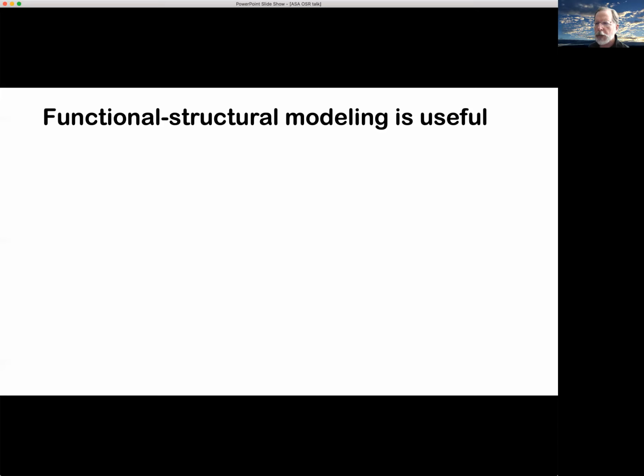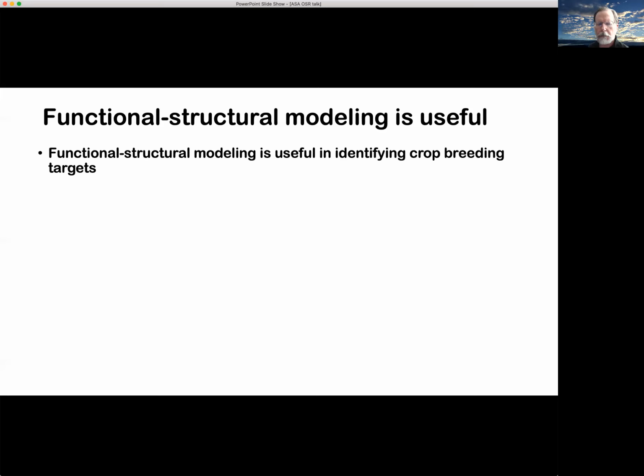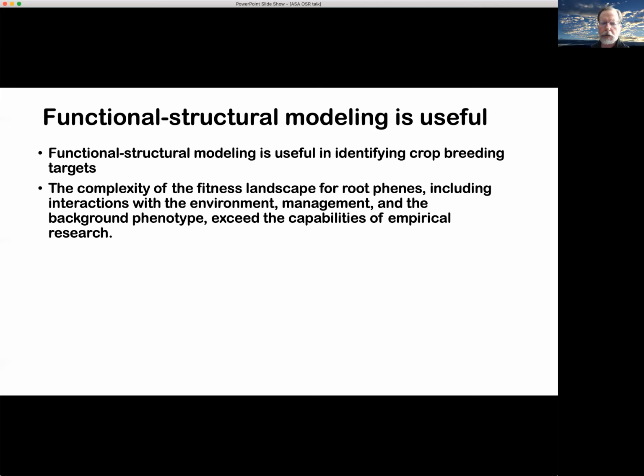Conclude with a few comments on functional structural modeling. Functional structural modeling is useful in identifying crop breeding targets. The complexity of the fitness landscape for root phenes, including interactions with the environment, management, and the background phenotype, exceed the capabilities of empirical research.